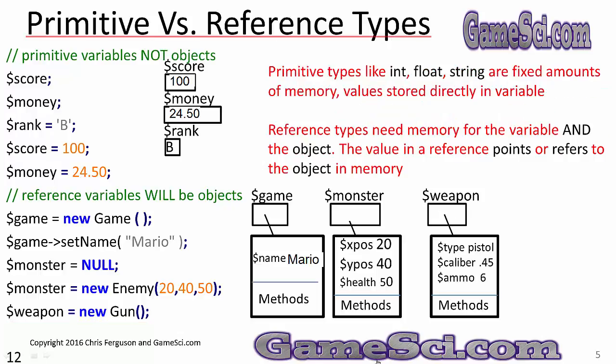Primitive types like int, float, and string are fixed amounts of memory, values stored directly into the variables. Reference types need memory for the variable and the object. The value in a reference points or refers to the object in computer memory. I don't assign values like Mario to the game variable. I assign it to the object that the game variable is pointing to. I don't assign pistol to the weapon variable. I assign pistol to the type variable that weapon points to.